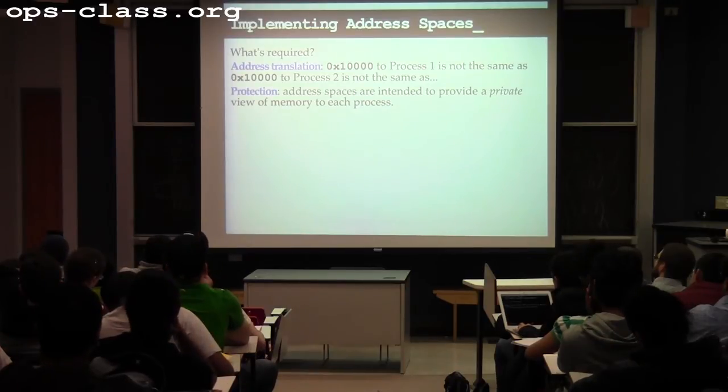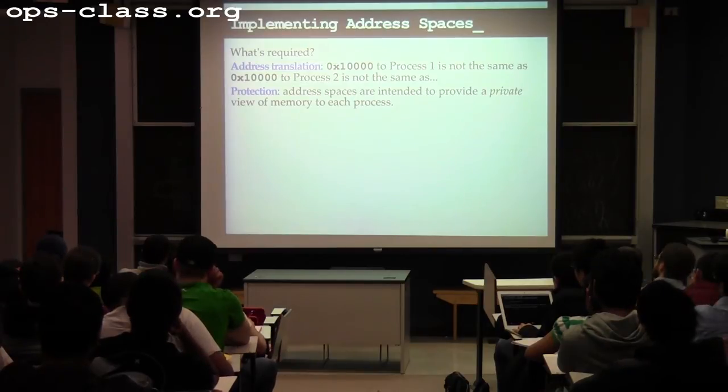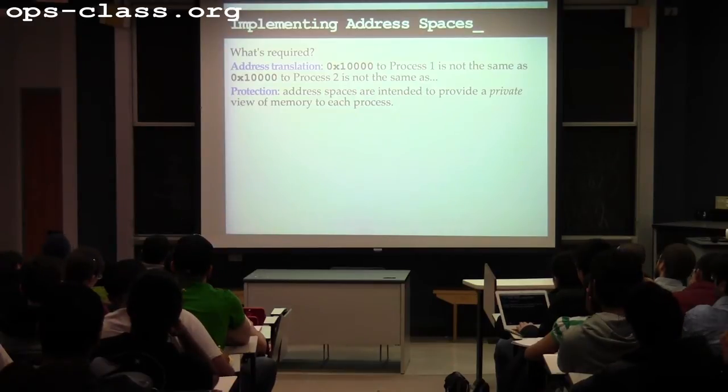We want to make sure that we can implement this protection scheme as well, right? So again, in order to provide uniformity, we need to do address translation. In order to make sure that the memory is private, we need some way of doing protection, right?